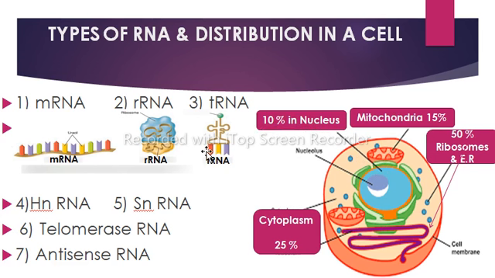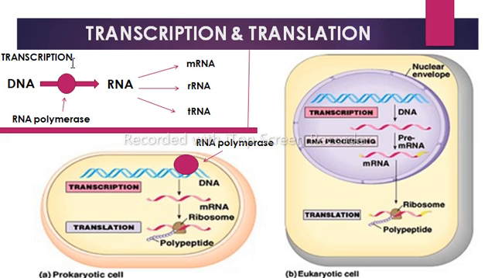Before we start RNA in detail, we must know about transcription and translation in both prokaryotes and eukaryotes. Transcription is the synthesis of any kind of RNA from DNA with the help of RNA polymerase enzyme. They may be messenger RNA, ribosomal RNA, or transfer RNA, while translation is the synthesis of amino acids or protein from messenger RNA through ribosomes.